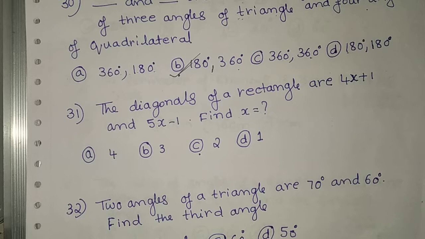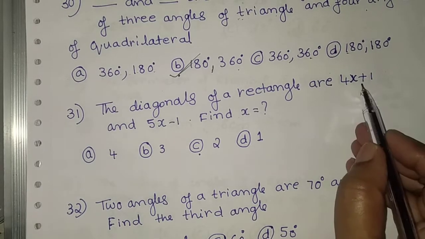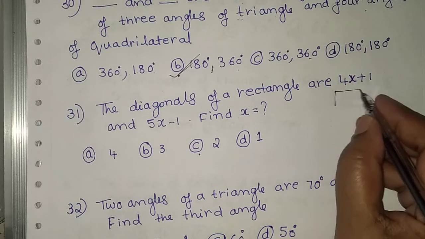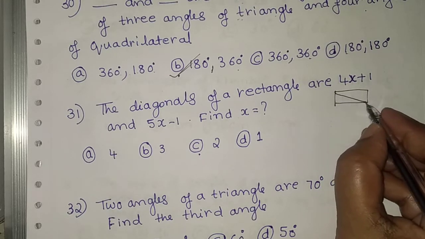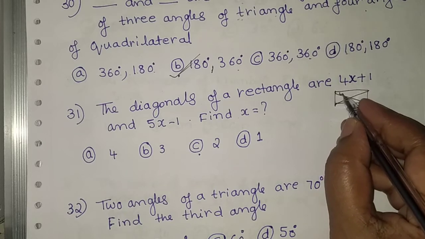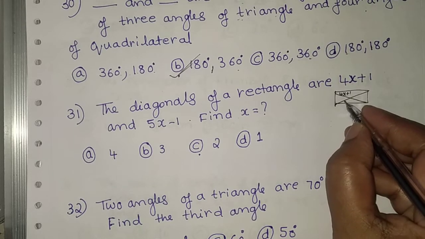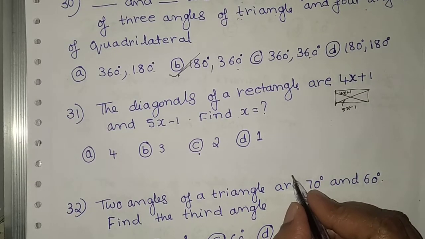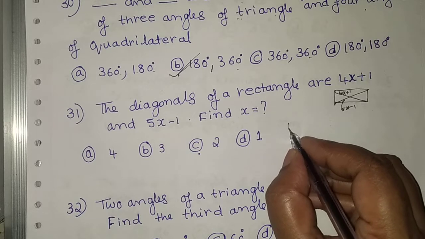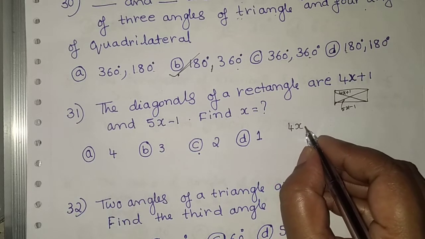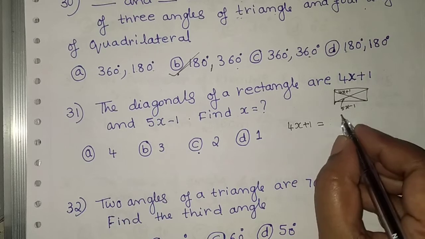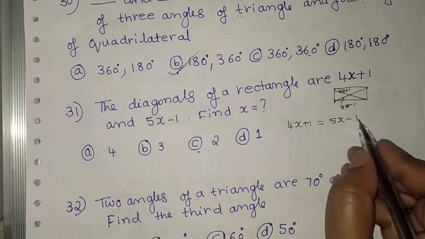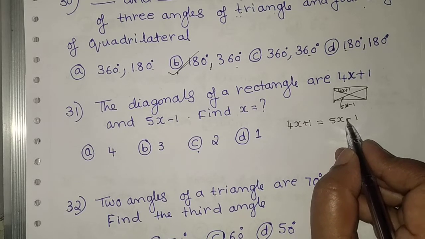The 31st is: the diagonals of a rectangle are. So the diagonals of the rectangle are given. This is a rectangle. The diagonals they have given are 4x plus 1 and 5x minus 1. So we have to find x here. For this we'll take the first diagonal 4x plus 1 equal to the other one, 5x minus 1. Then we have to find the x value.